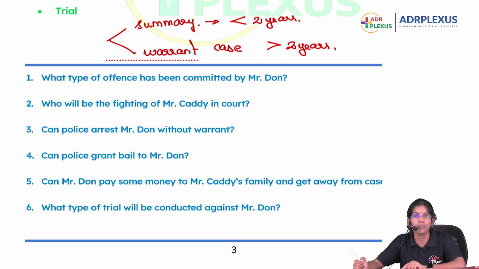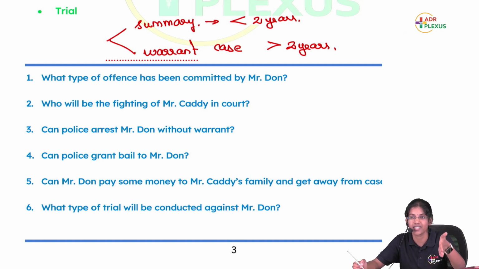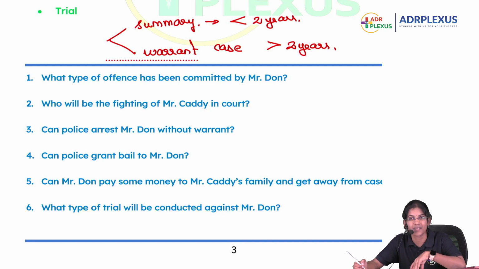Okay. What type of offense has been committed by Mr. Don? We took our history. There's a guy, he was murdered, right? Stabbed to death by Mr. Don. What type of case? Civil or criminal? Criminal. Very good.